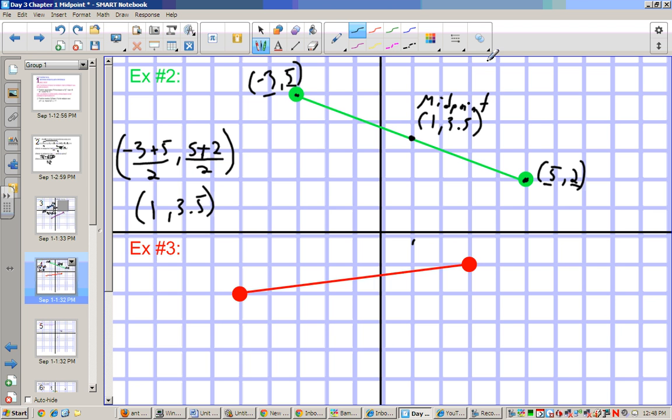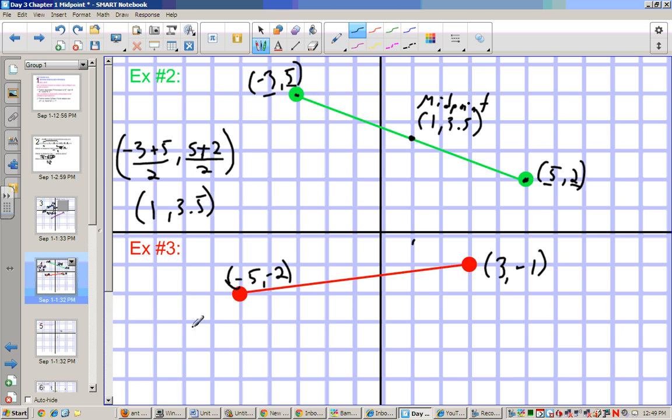Now, if you're understanding this, I would pause the video and try to do number 3 on your own. All right, hopefully you're done. This would be 3, -1. And over here is the point -5, -2.